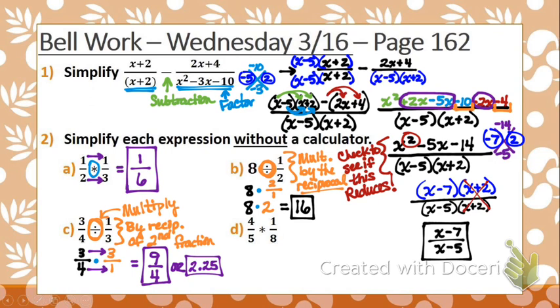Last one, part D. How do I do this? Multiply straight across. Okay, so I have 4 times 1 and 5 times 8.